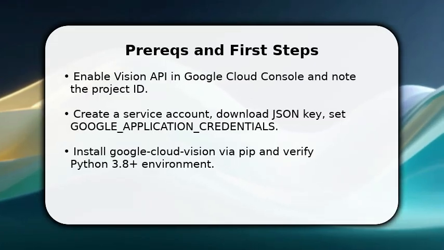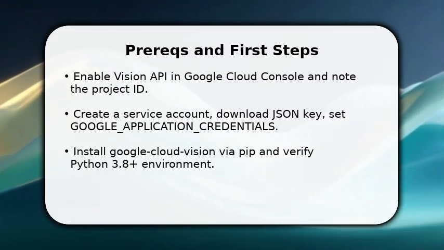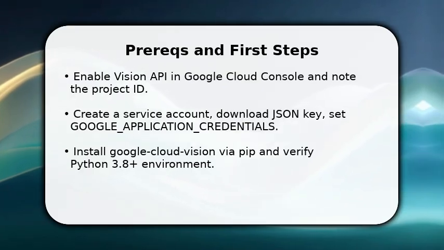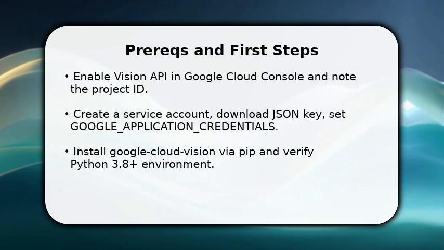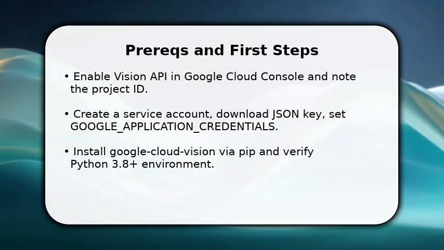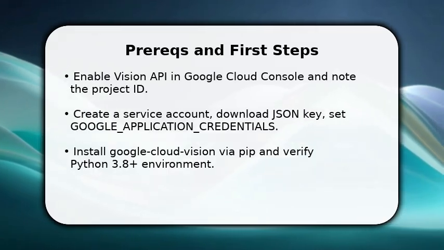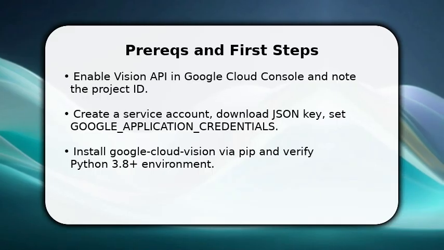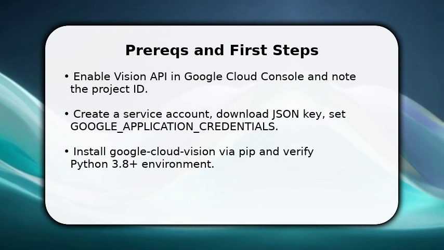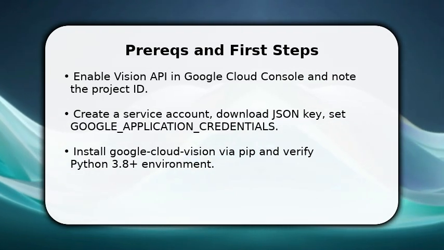You start by preparing your project. Enable the Vision API and create a service account so authentication is handled securely. Once done, download the JSON key and export GOOGLE_APPLICATION_CREDENTIALS to your shell so Python picks it up. Then install the client library with pip and confirm you're running Python 3.8 or newer. This gets authentication and the runtime ready immediately. You can now write a minimal script to call the API and validate credentials before moving into actual image calls.